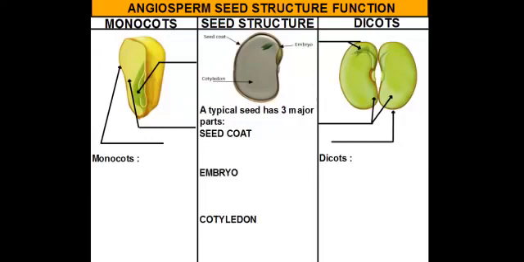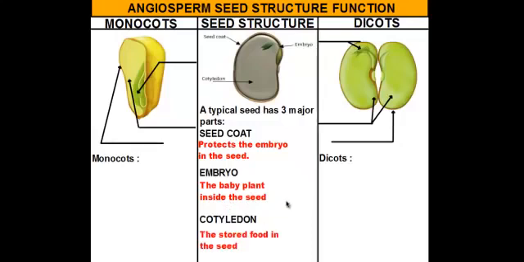First of all, there's what's called a seed coat. The seed coat is a protection for the embryo inside of the seed. As we talked about earlier in the year, the embryo is the baby form of an organism, so the embryo is the baby plant that's inside of the seed. And then lastly, we have a very, very important structure called the cotyledon. The cotyledon is the stored food in the seed.